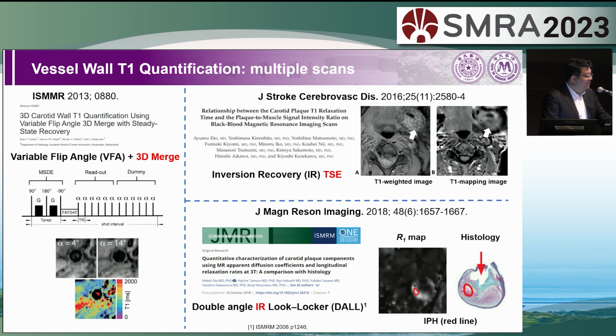So let's summarize vessel wall T1 quantification. Traditionally, you can use variable flip angle, or inversion recovery, or saturation recovery, or Look-Locker. But the problem is we need to suppress the blood. So traditional early work always used blood suppression techniques such as MSDE, or using TSE, or using inversion to suppress the blood.